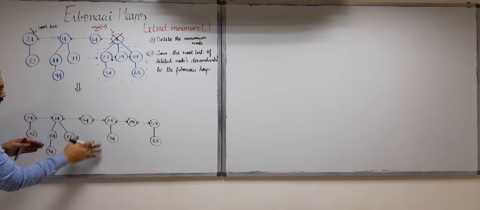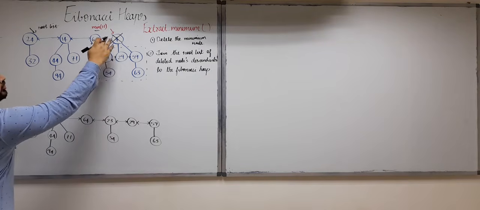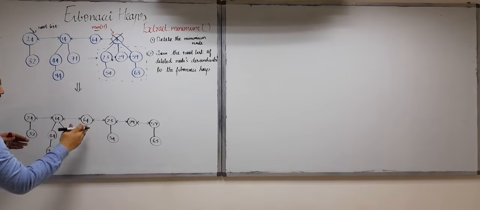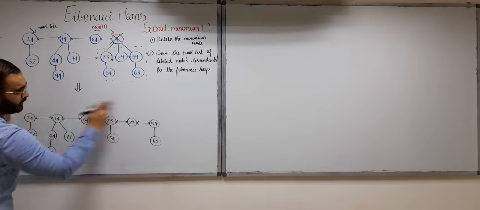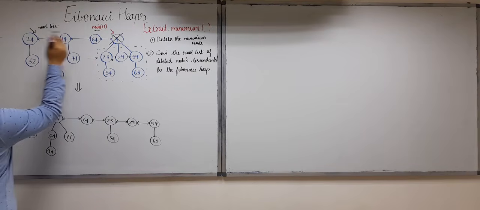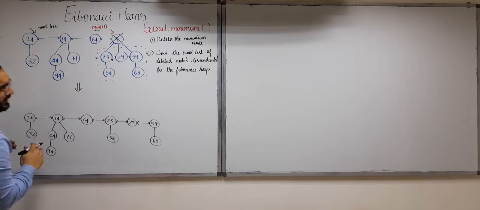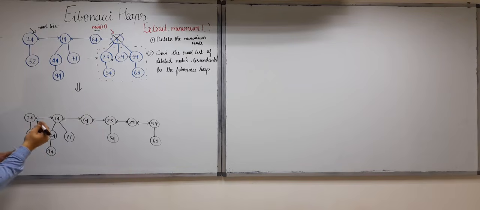As you can see over here, this root list of the descendant nodes of the deleted minimum element, I have joined into the original root list, where the roots of the rest of the trees of the Fibonacci heap are. I have joined it in this way. That was the second step.